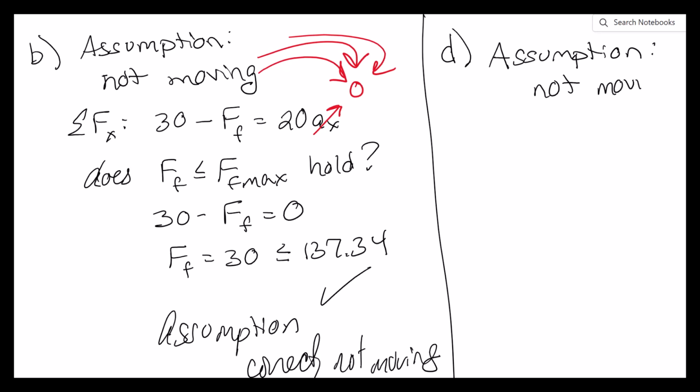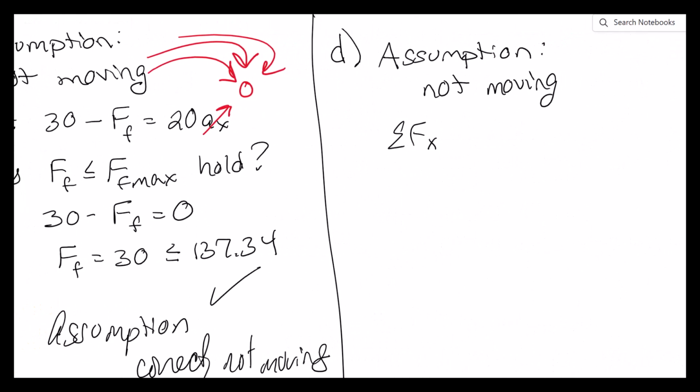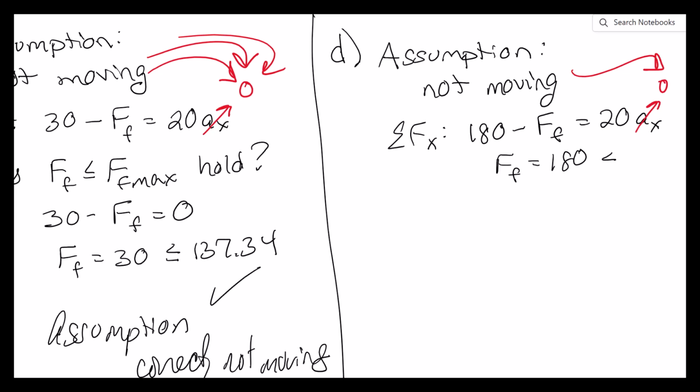So for the D, I'm just going to show you what it looks like. Assumption: not moving. If I assume that it's not moving, then the sum of the forces in the x direction is 180 minus force of friction equals 20 times a_x. And a_x is 0 because I assumed it was not moving. So the force of friction equals 180. Is that less than 137? No! Okay, so our assumption is wrong.